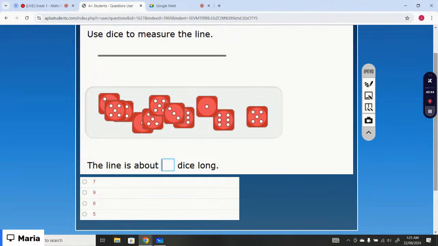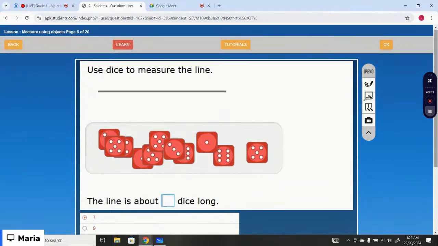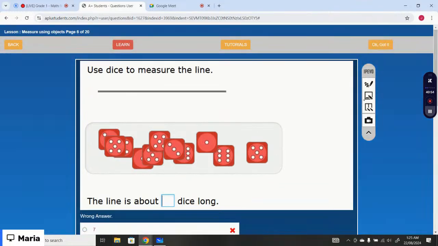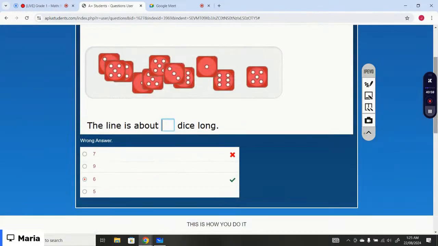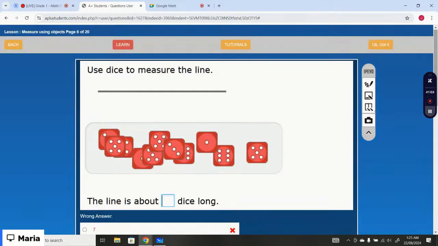The correct option is the line is, I think, 7 dice long. The correct option is 7. Option number 1 is the correct option. Not 7. 6 dice long. The correct option is 6 dice long, right? The correct option is 6.